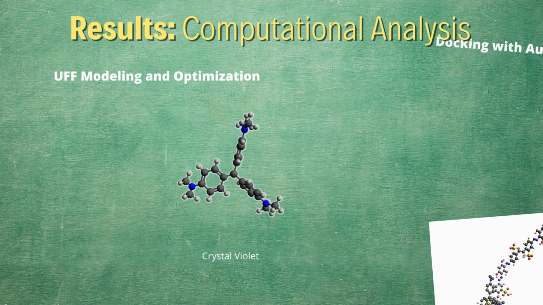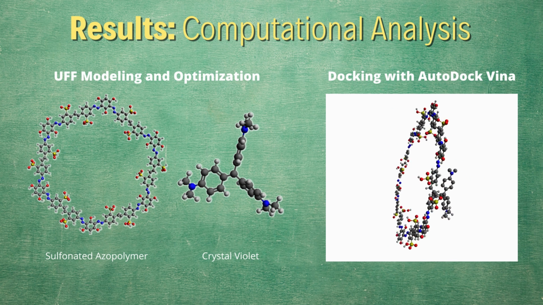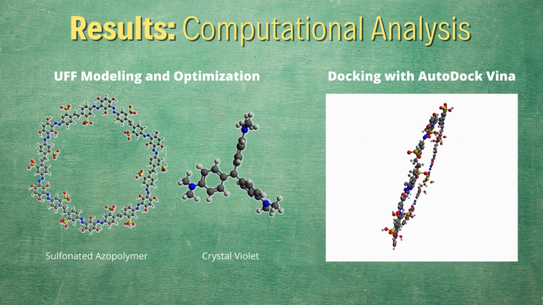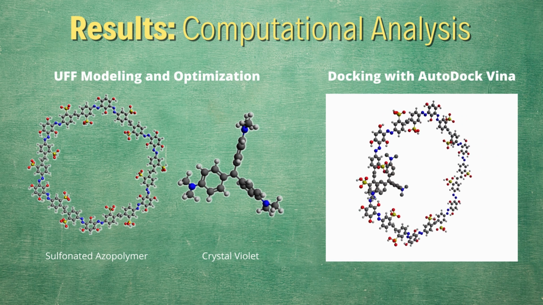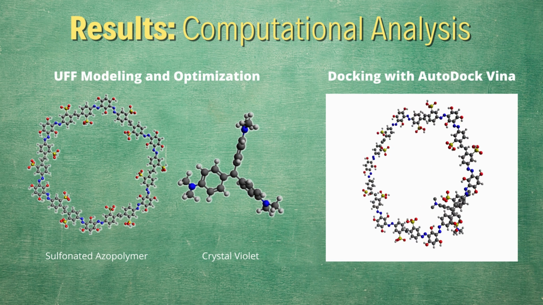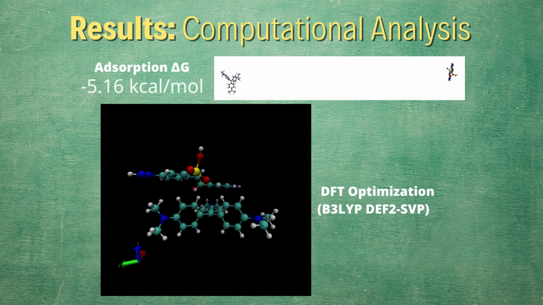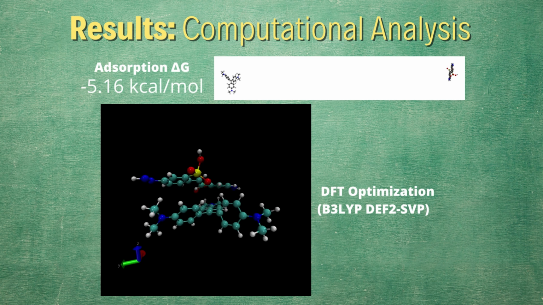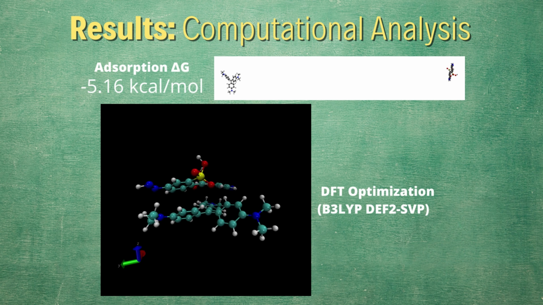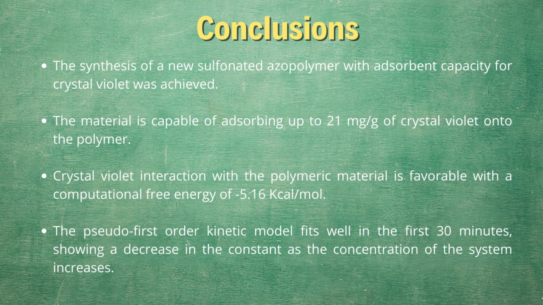A computational evaluation was also performed to calculate the binding energy. For this, the pore of the azopolymer and the crystal violet were modeled and a docking between these two compounds was carried out with AutoDock Vina. From the resulting complex, the interacting part was isolated and its geometry was optimized using density functional theory in ORCA and the single-point energy was obtained. Subsequently, the structures were separated leaving a distance of 100 Angstroms between them and the energy was calculated again. Then the subtraction of the two energies was used to have an approximation of the adsorption free energy of 5 kilocalories per mole.